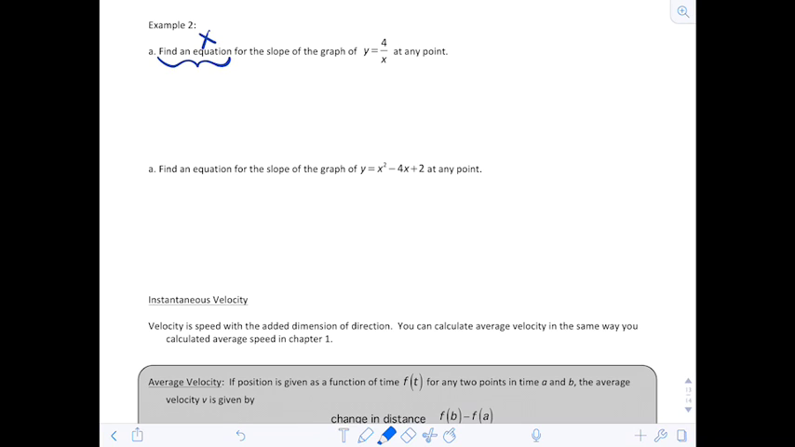So finding the equation for the slope of the graph y equals 4 over x. So that is my f of x is 4 over x. And this is going to be at any point, which is another way that you know you need to end up with an equation.